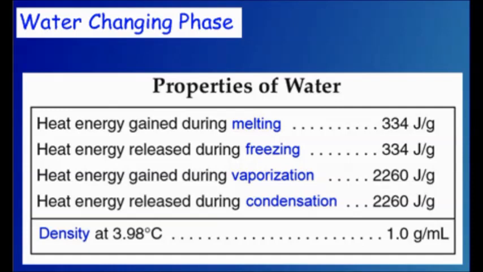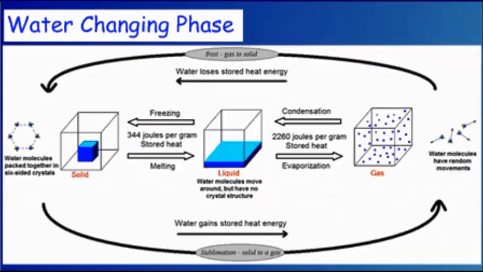On page 1 of your reference table, we have the properties of water. And this tells us exactly how much energy it takes to have water change its phase. In this diagram, we can see that same concept from the previous slide, just with arrows. And you'll notice that, for example, a solid ice, when it melts, it gains 334 joules per gram of stored heat and becomes a liquid. And that liquid evaporates, and it takes 2,260 joules per gram to become a gas.